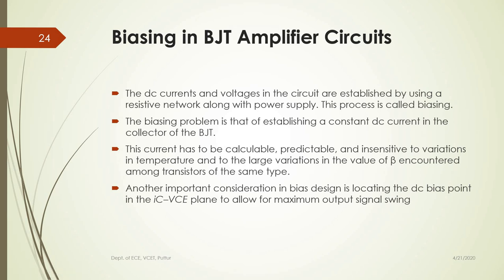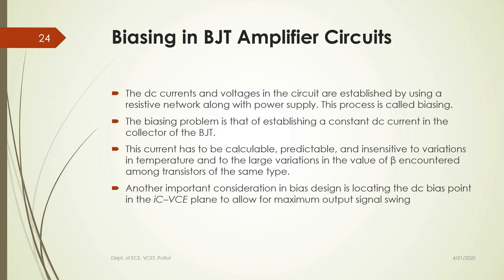Okay, so now biasing in BJT amplifier circuits. Biasing a BJT means establishing a desired value of VCE, that is the collector to emitter voltage or output voltage, and collector current IC. This is to ensure that the amplifier will have the proper gain and input impedance with undistorted output voltage swing.